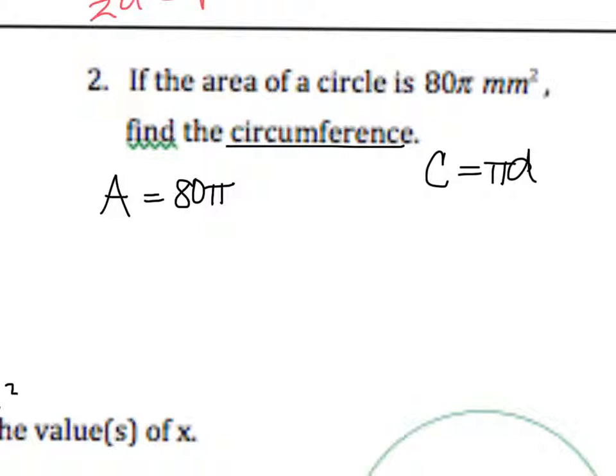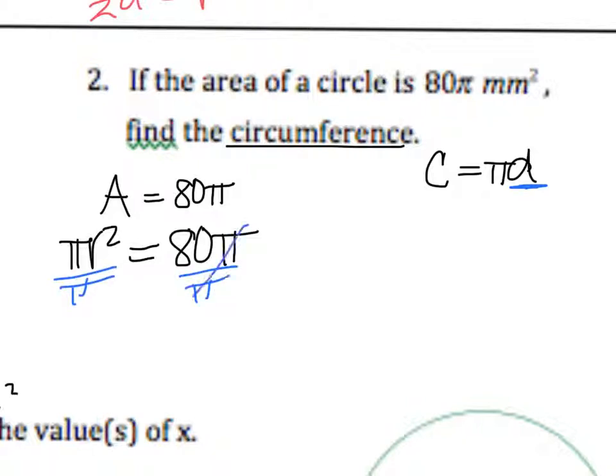So if I go back to my area, I know that apple pies are 2, and that's going to equal 80 pi. So now I'm just going to go ahead and solve for r, and that way it'll get me to this d that I'm trying to find out for the circumference. If I divide both sides by pi, both pi's will cancel out. I'm just left with r squared equals 80. And then I'm going to go ahead and square root both sides.